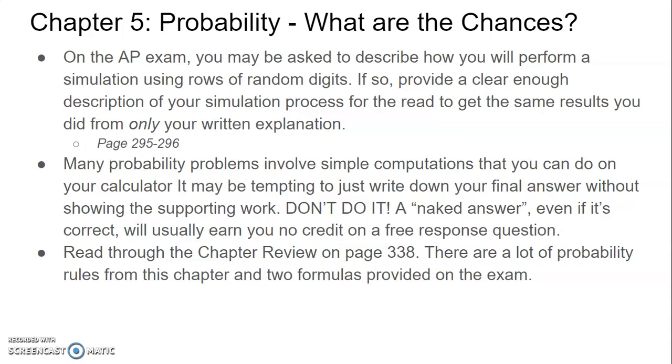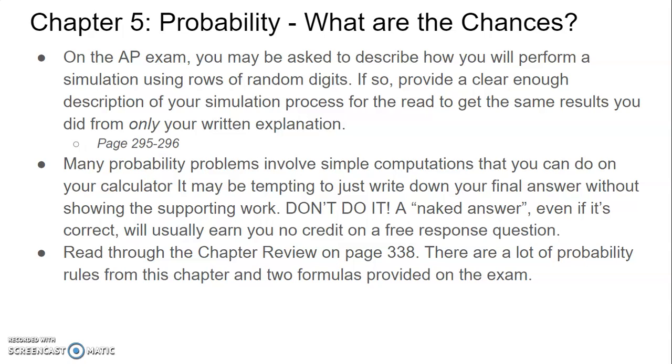Chapter 5, we had probability. They're going to ask you to do some simulation related to probability, and again, using that random digit table. This is linked as well, so all these page numbers you can come back to. Many probability problems do involve simple computations that you can do on your calculator, but just make sure that you show your work. We talked about don't leave a naked answer at any time.